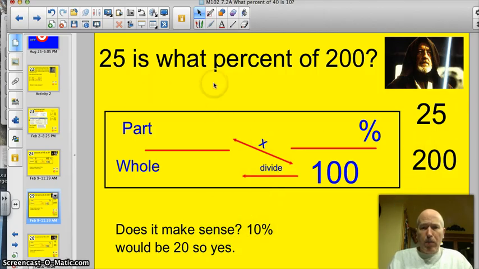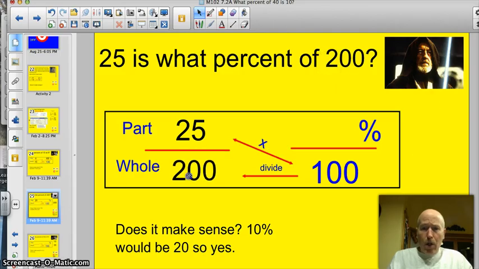All right, what is the part? 25 is the part, so I'll put the part in here. And then we're trying to find the percent of 200. Well, 200 is the whole. So I've got 25 over 200.